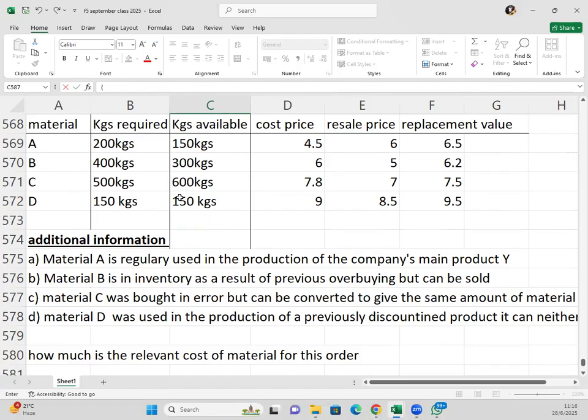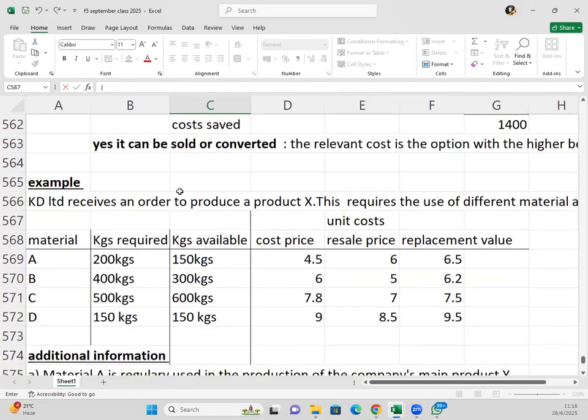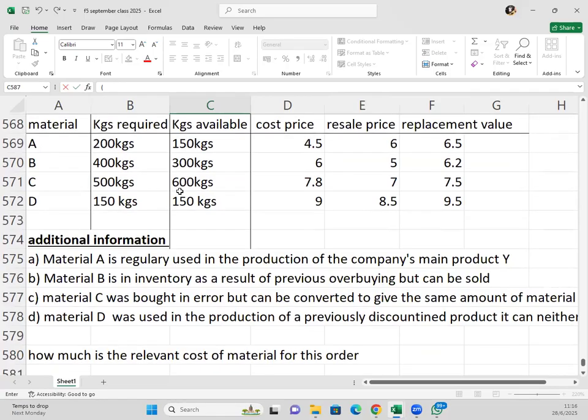So do we have the material in inventory? In this case, all the units of material C are in inventory, because we need 500 but we have 600 in stock. So we move to the next question. Is it regularly used? If we go to item C, it says that material C was bought in error. So it means it's not regularly used. It's not something that we wanted to buy. So is it regularly used? We can say no.